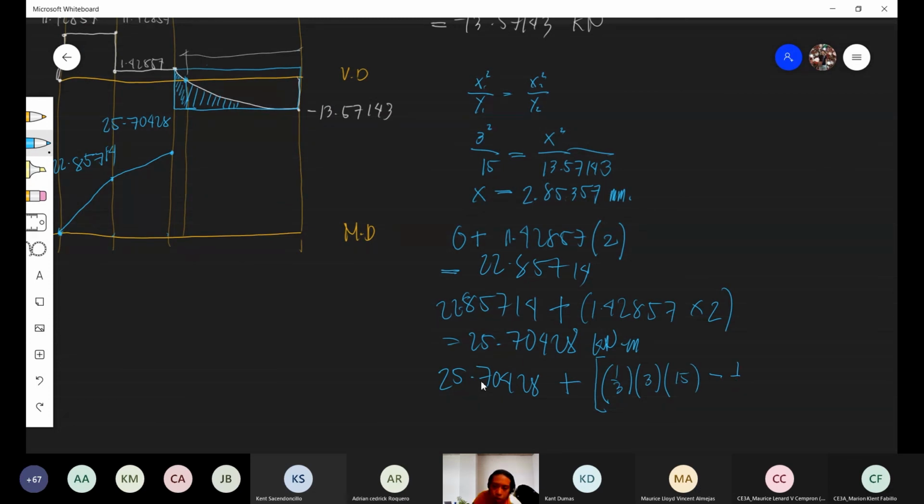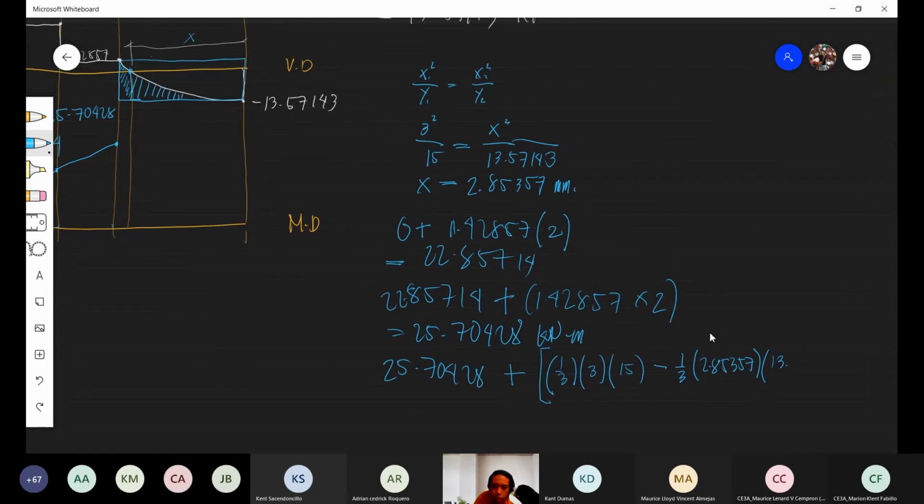One third, one half. One third, the base is, we got the x earlier, right? What is the value of x? 2.85357. Right? That is 2.85357. We solved it already. That is our x. Okay. So this is 2.85357 multiplied by 13 point, I am not minding the negative sign, okay? 13.57.